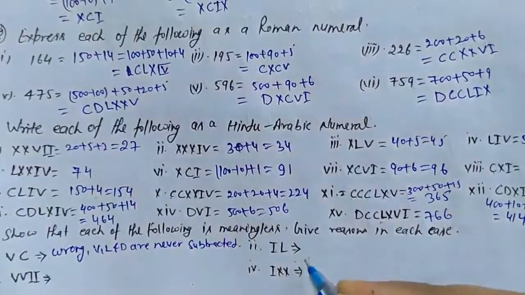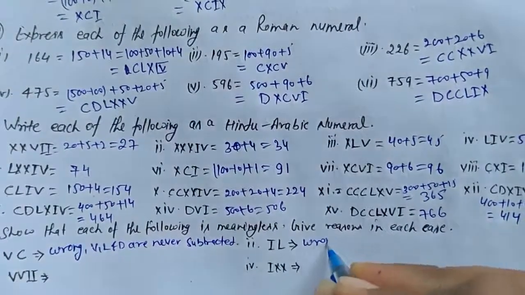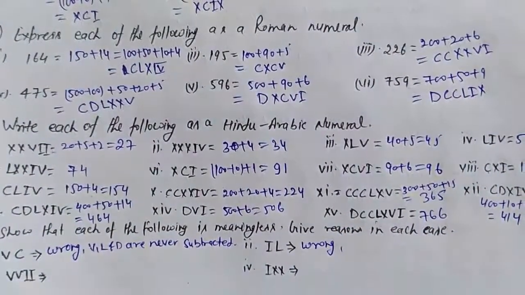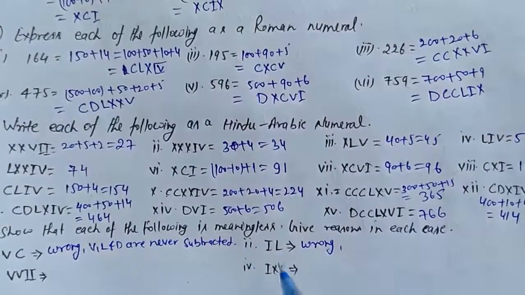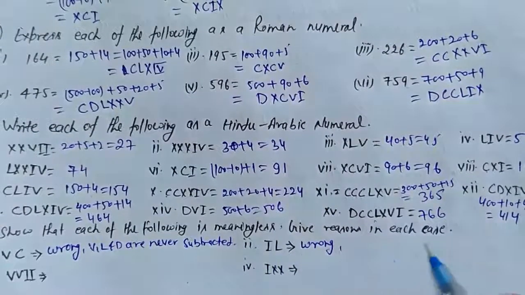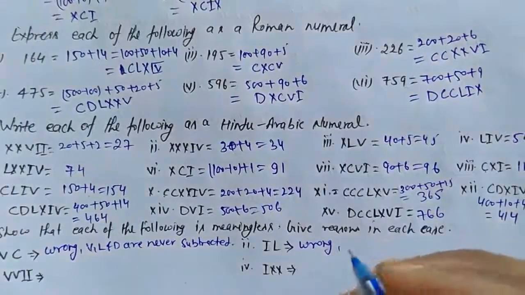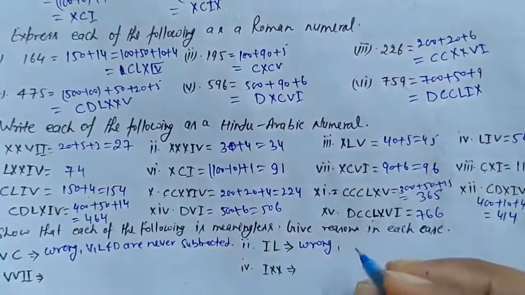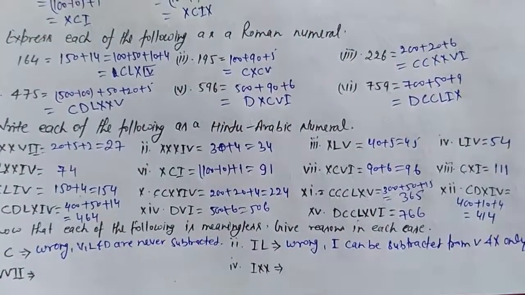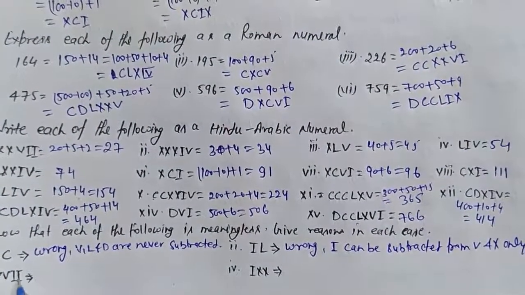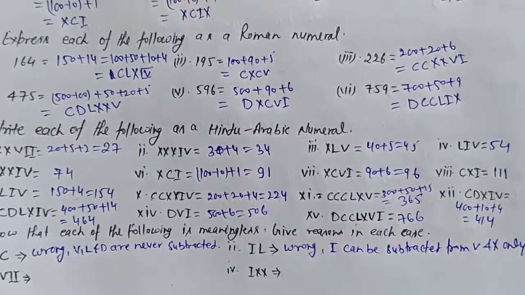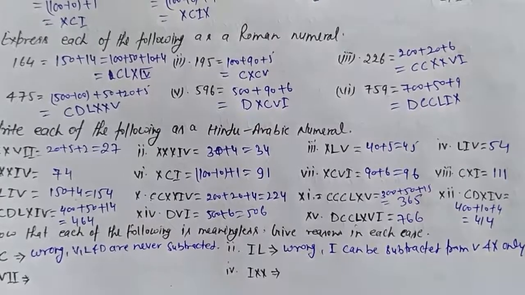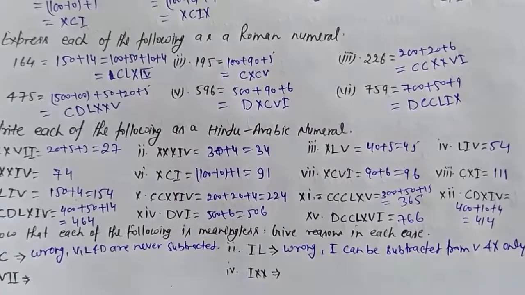Next is IL. Here this is also wrong because of the rules we read earlier, that I can be subtracted from V and X only. I can only be subtracted from V and X, so it cannot be subtracted from L. Next is 2 times V, 2 times I. We know that V, L and D are never repeated.